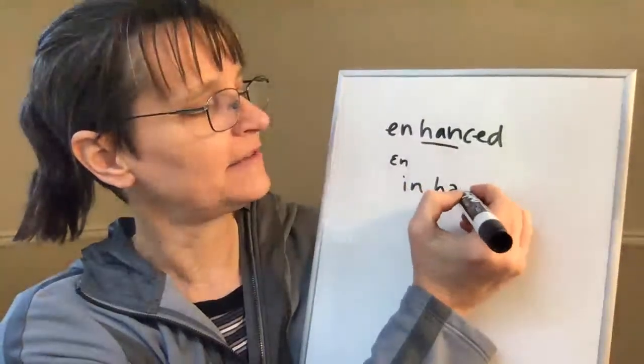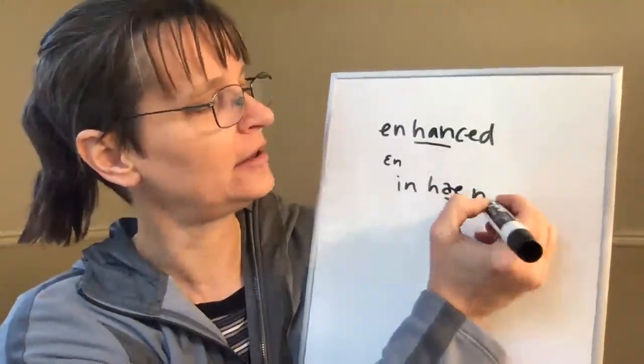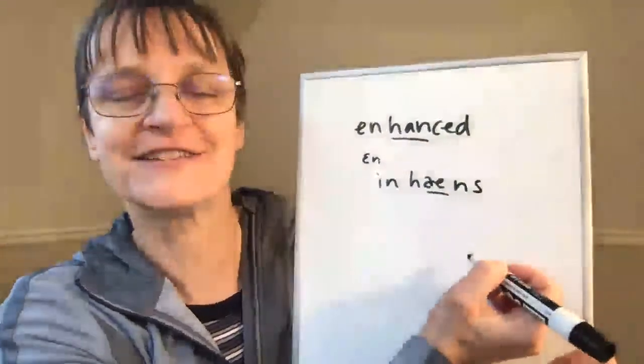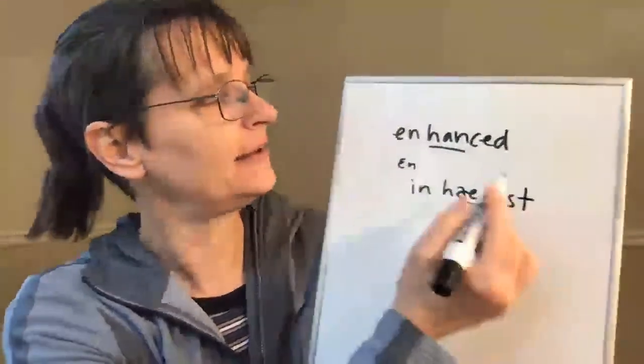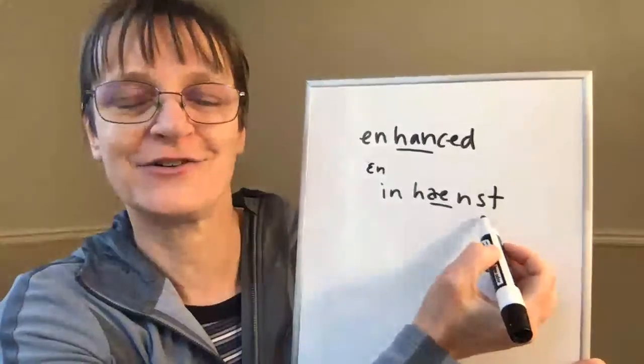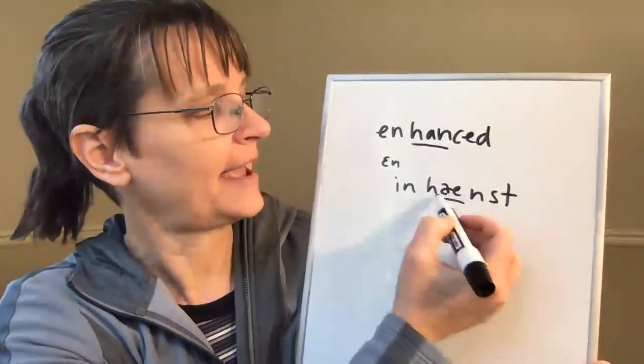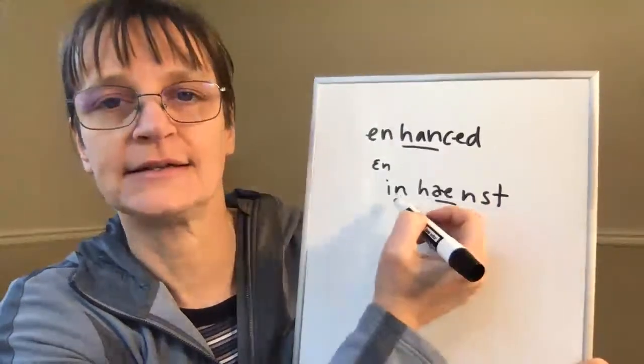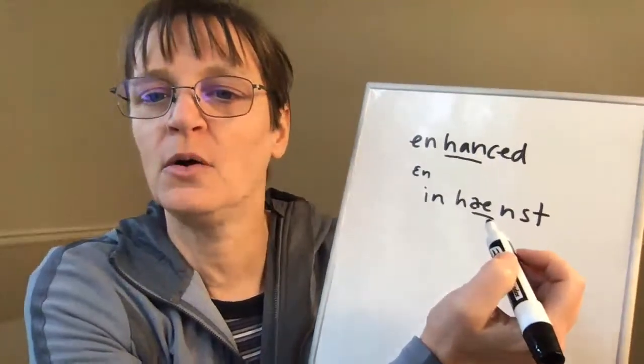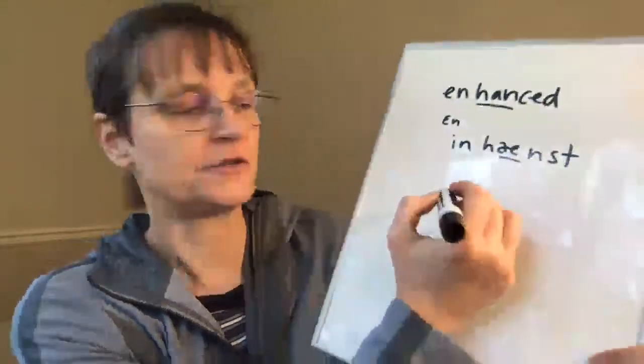My hance vowel is the black cat vowel. The letter C says S. And then because I have an S sound, my ED says the T sound. So try hanced, enhanced. And then your second word was terrestrial.